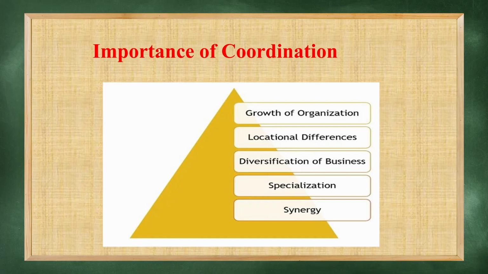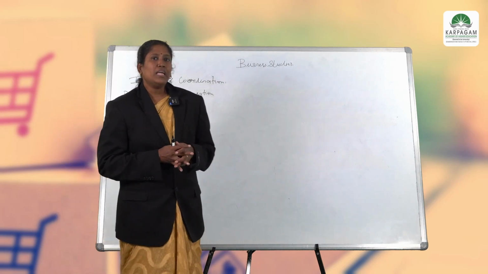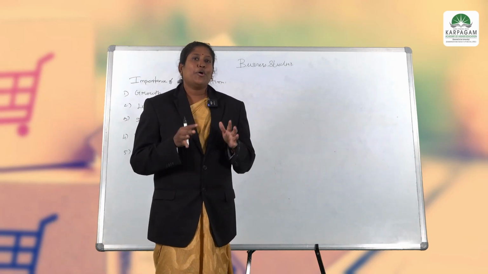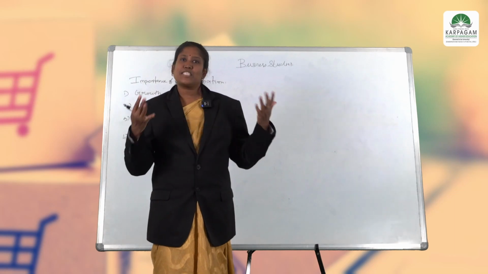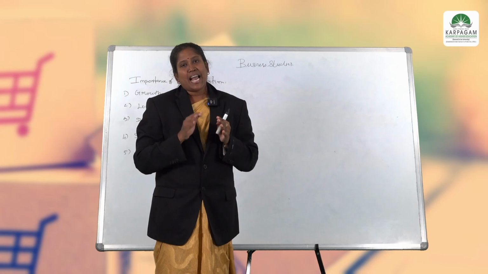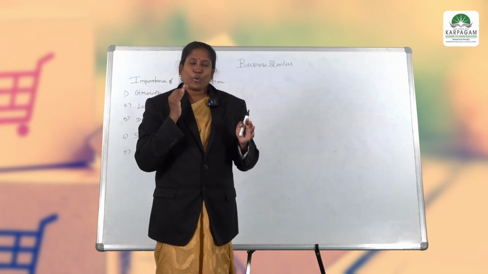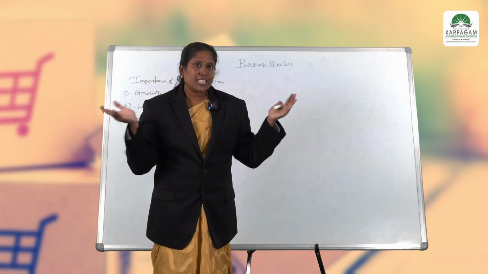It contains 5 headings. They are the growth of organization, locational differences, diversification of business, specialization, and the last one is synergy. Let me explain in detail. Growth of organization. Every organization wants to grow in this country, in this world. So whenever the organization grows in size, definitely there will be a huge workload waiting for us. So automatically we will need so many workers.